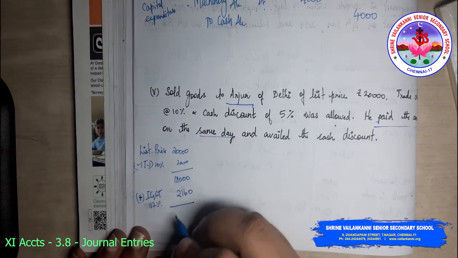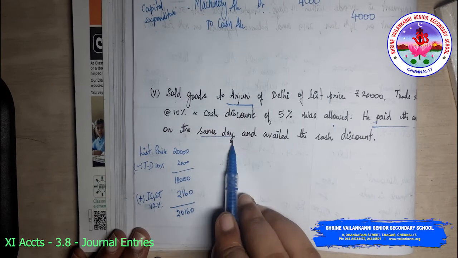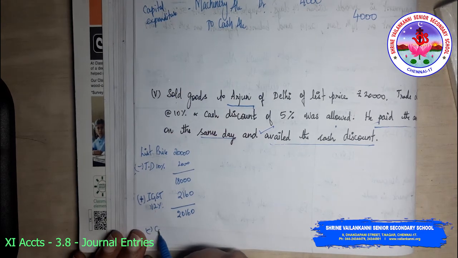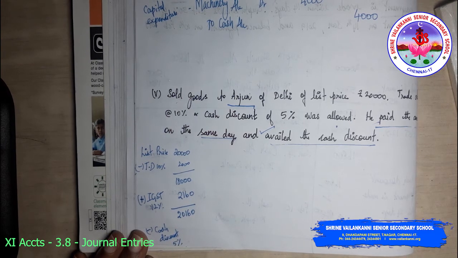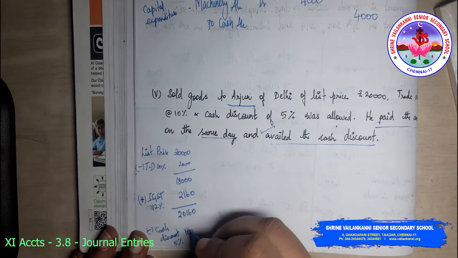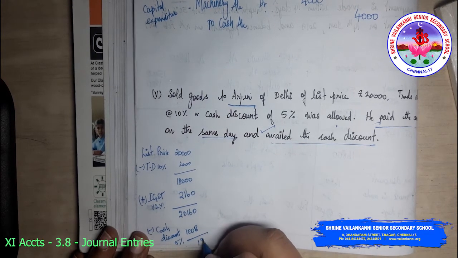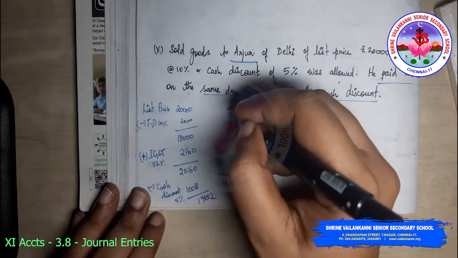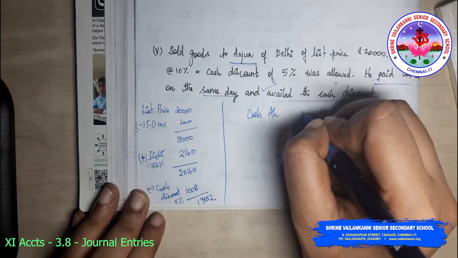Totally, how much you are supposed to pay? You are supposed to pay 20,160. But he has paid on the same date and availed the cash discount. Now, we need to deduct this cash discount of 5%. So, 20,160 into 5%, 1,008. So, totally, how much is it? We have to pay 19,152.